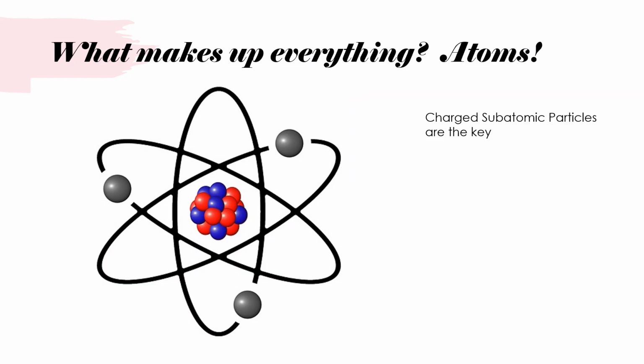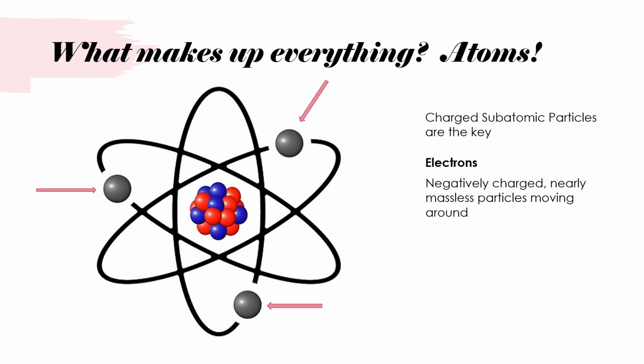So the first step: what makes up everything? Well, it's atoms, and there's our key. Charged subatomic particles are the key for atoms. So we have our electrons, which are on the outside. Those are negatively charged, nearly massless particles that are moving around on the outside of every single atom. There are some that are more loosely attached, which are called valence electrons. Those are the ones furthest away from that center thing called the nucleus.